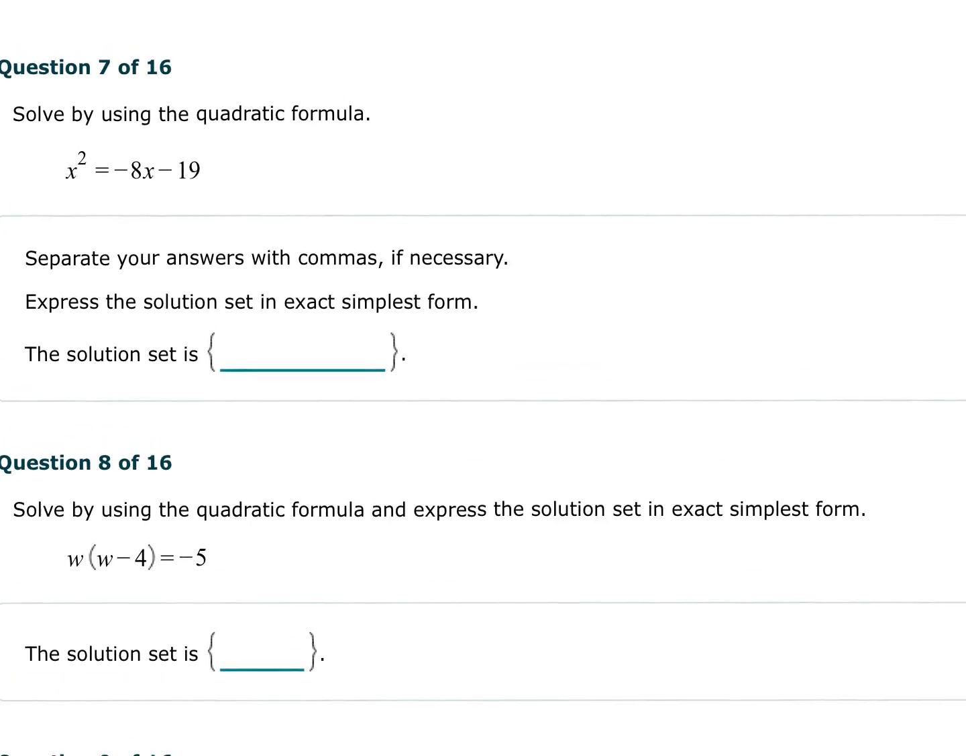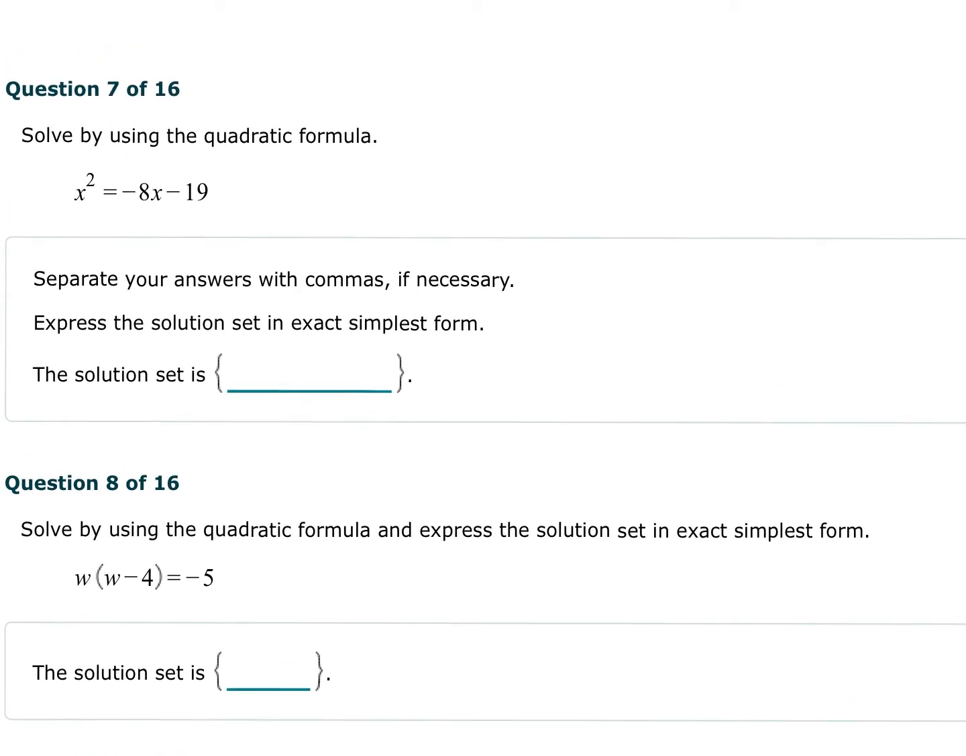Okay, we're going to be using the quadratic formula again, but we have to do a little bit more work, and this problem is a little more challenging. So first, I have to get everything on one side of the equal sign, right? So this, I'm going to move over here to the opposite side of the equal sign.